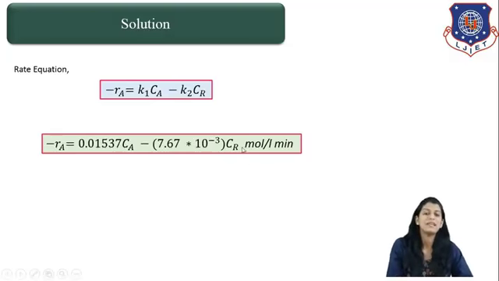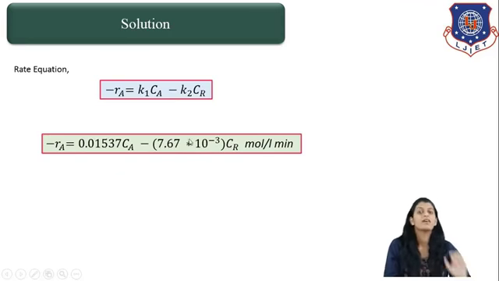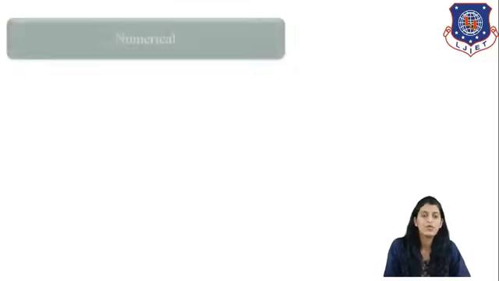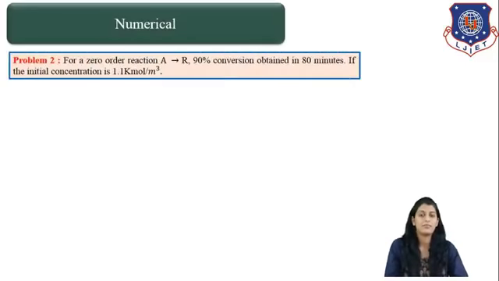So you can simply write it as Cr or Cb, whatever the symbol of your product given to us, right? So this is the final solution for our problem. Now let us move ahead with second numerical.